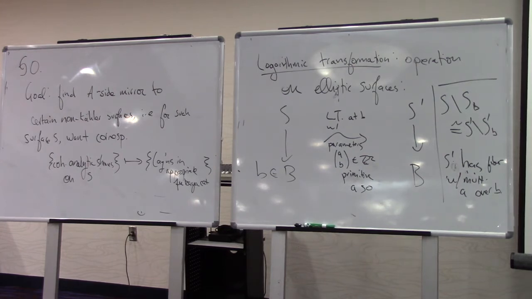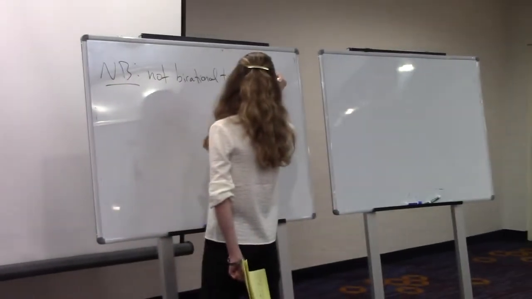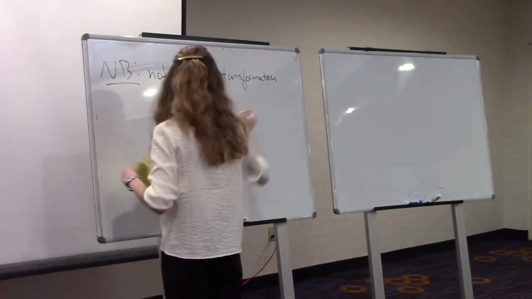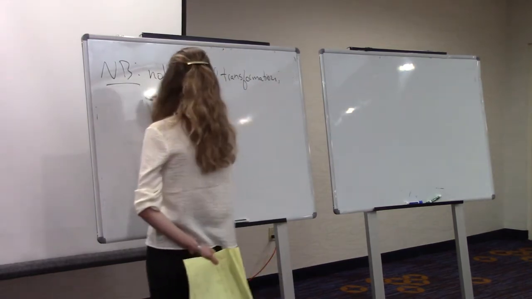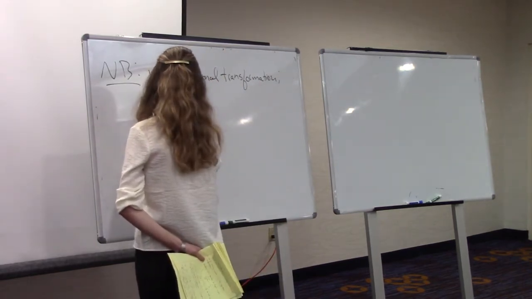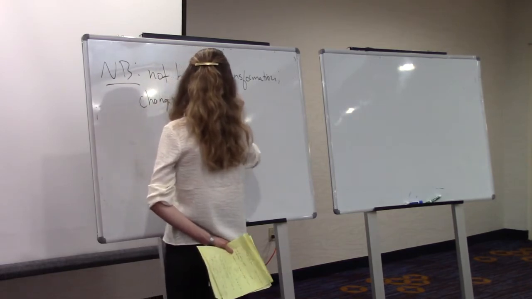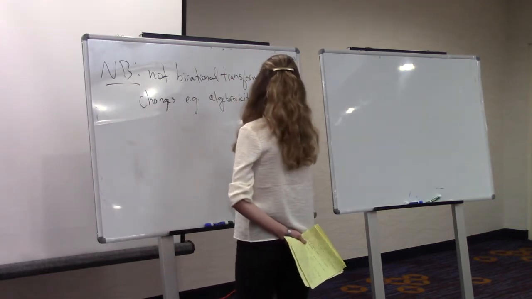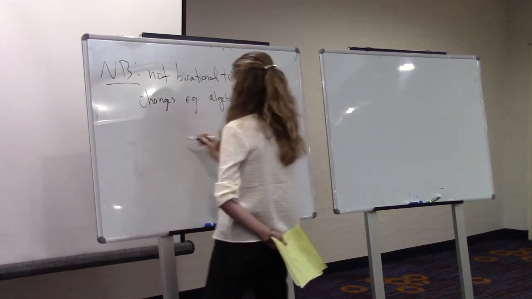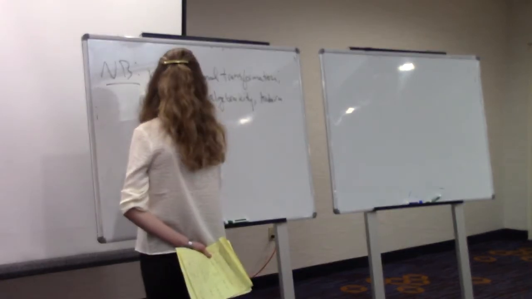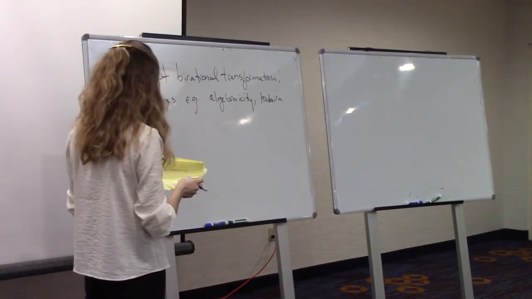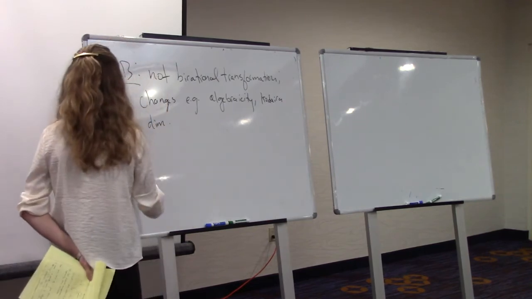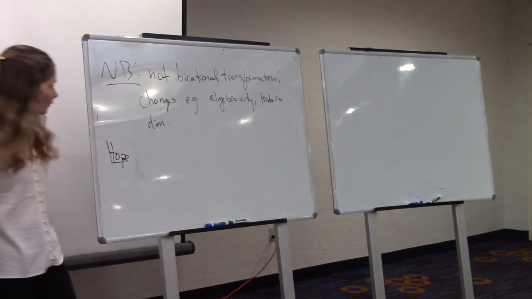It's important to note that this is not a birational move. So it changes, for example, algebraicity. I'm going to be using that. It can change the Kodaira dimension, potentially. So you're really getting a new surface.